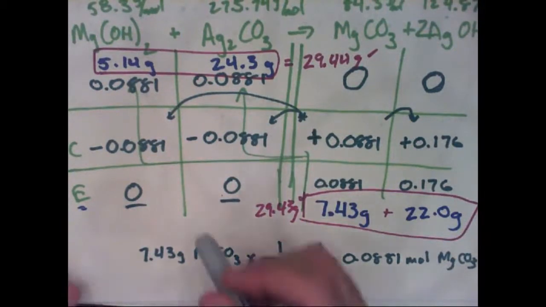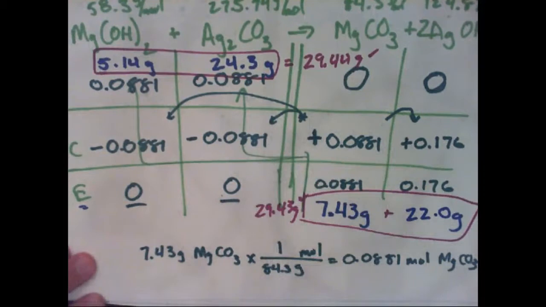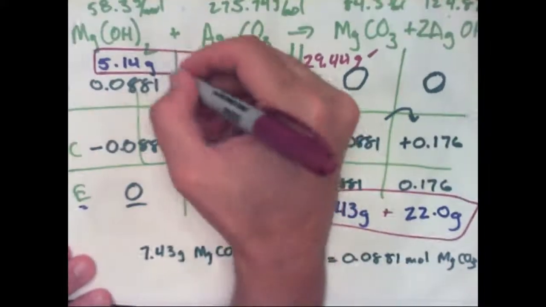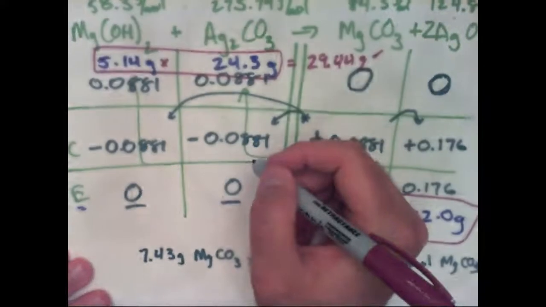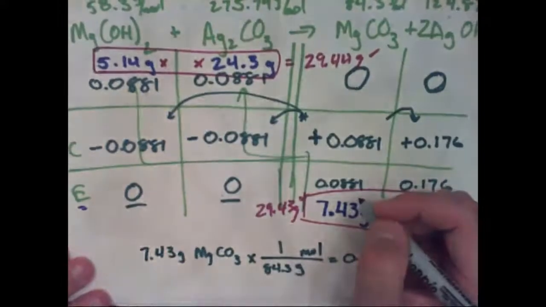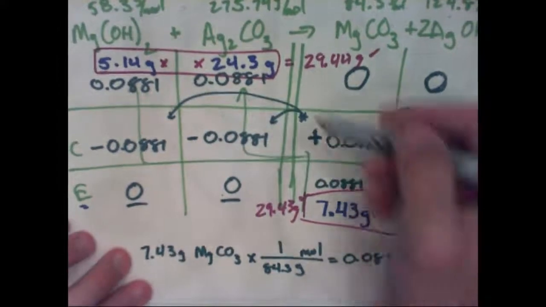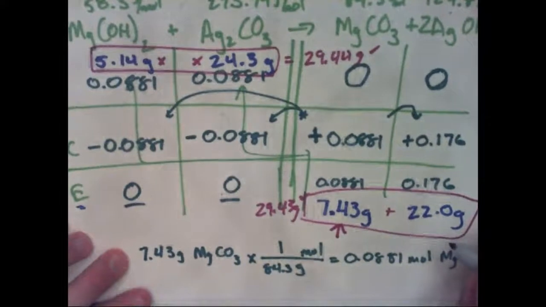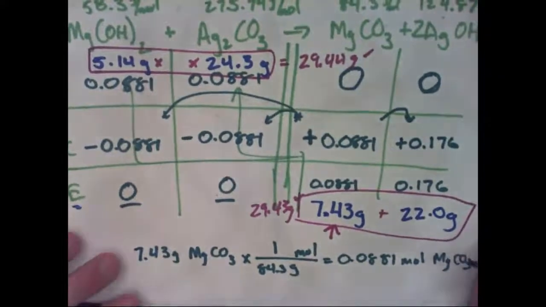When we get to the lab and we want to figure out how much reactants to start with, we're going to add 5.14 grams of magnesium hydroxide to 24.3 grams of silver carbonate, and that should yield us 7.43 grams of our desired magnesium compound.